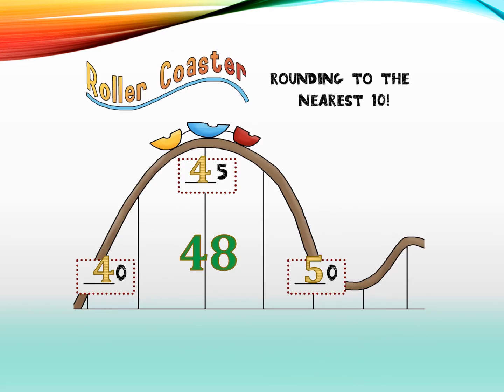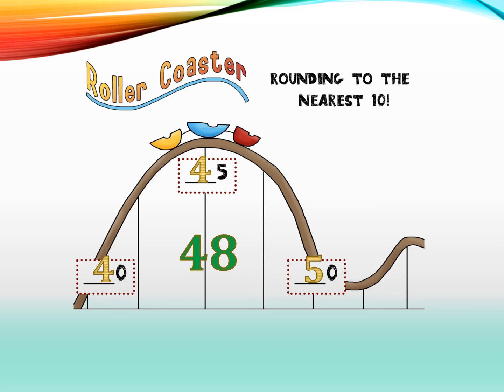Let's learn how to make approximation to the nearest 10. To make approximation to the nearest 10, first we must determine the place value of tens. So we determine it in this number, 45. I determine the tens, it's 4. We have 4 in tens.